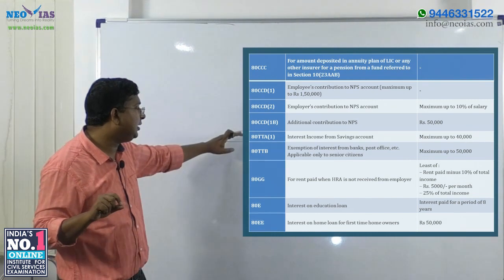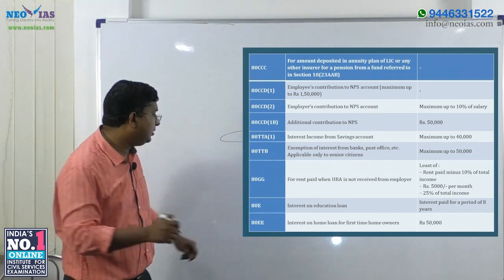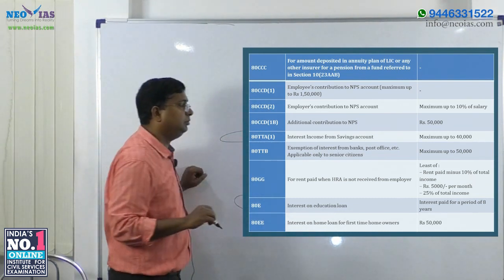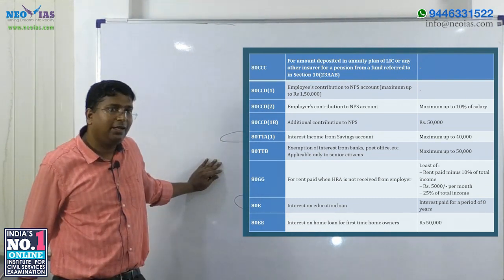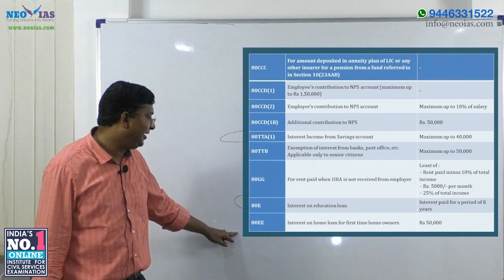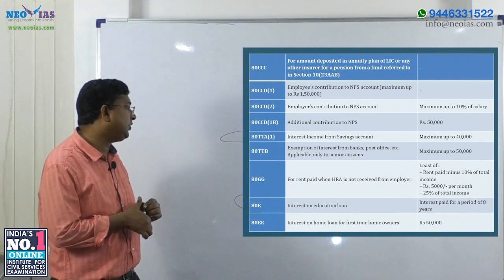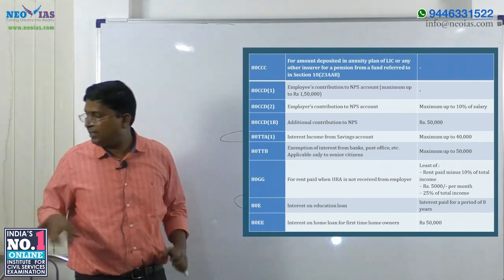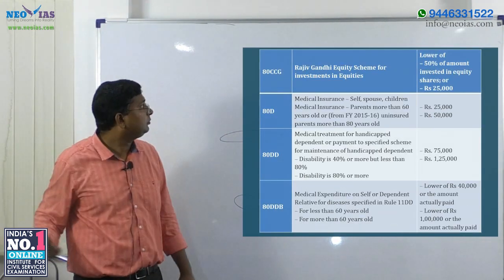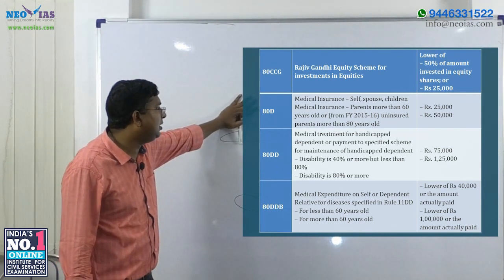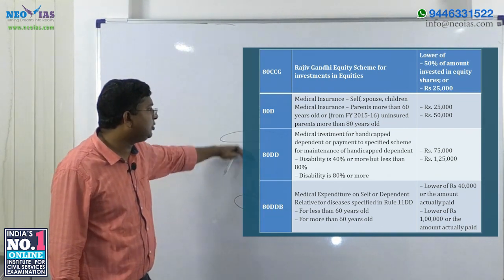Then these are the others: HRA, then interest on education loan. Okay. If you have an educational loan, for your knowledge, that is tax exempted. If you have a home loan, there is interest on home loan for first-time home owners. There is an amount for that, and that has been increased also. Then Rajiv Gandhi Equity Scheme, medical insurance we discussed under the medical topic. That is also increased.